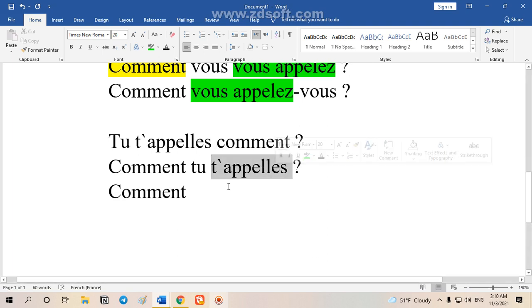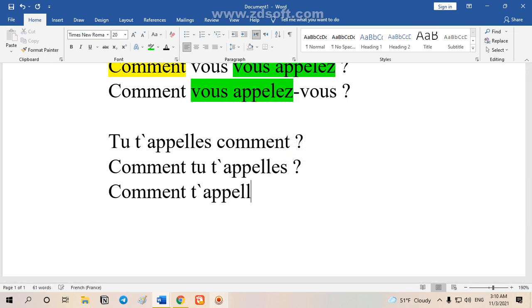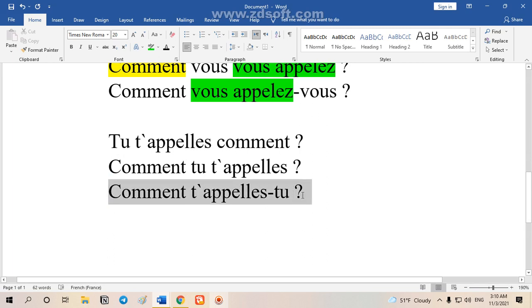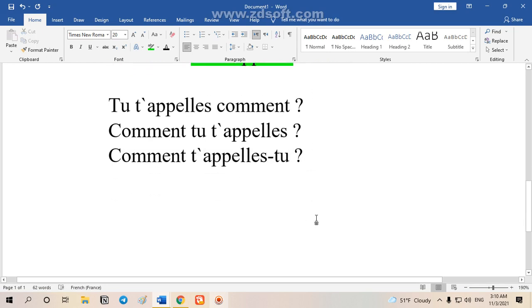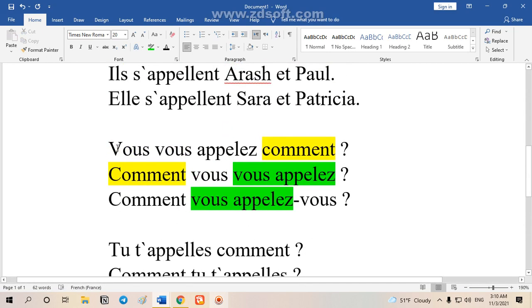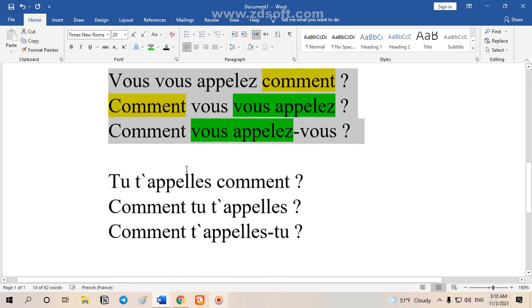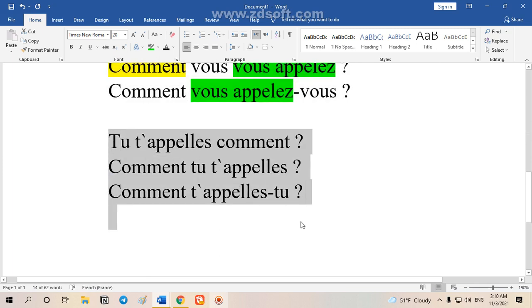And you can also say comment, now changing the subject and conjugation of the verb, t'appelles, hyphen and tu. Comment t'appelles-tu? Tu t'appelles comment? Comment tu t'appelles? And comment t'appelles-tu? This is the most polite form. These are three sentences to ask someone politely and formally. These are three sentences to ask someone politely but informally.